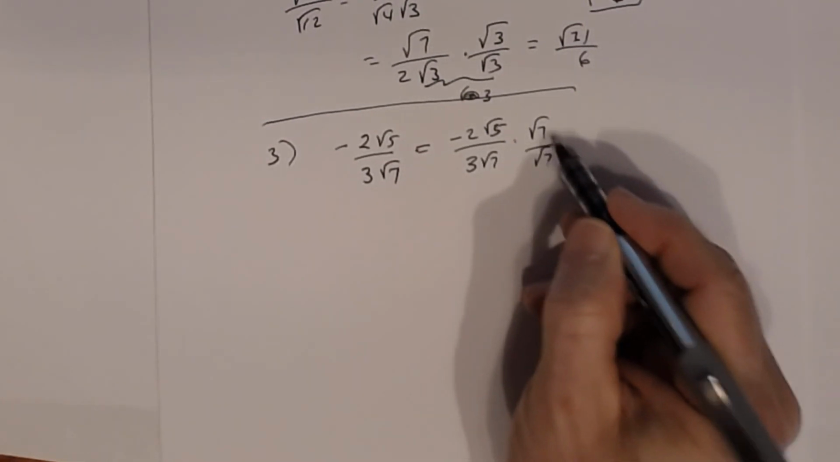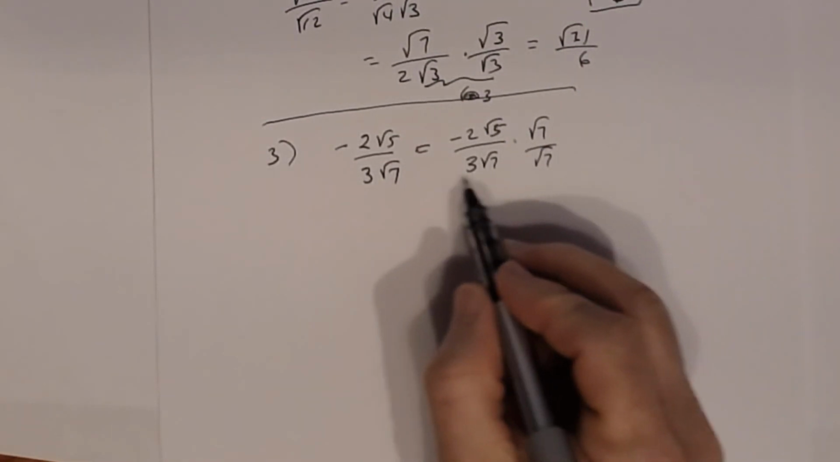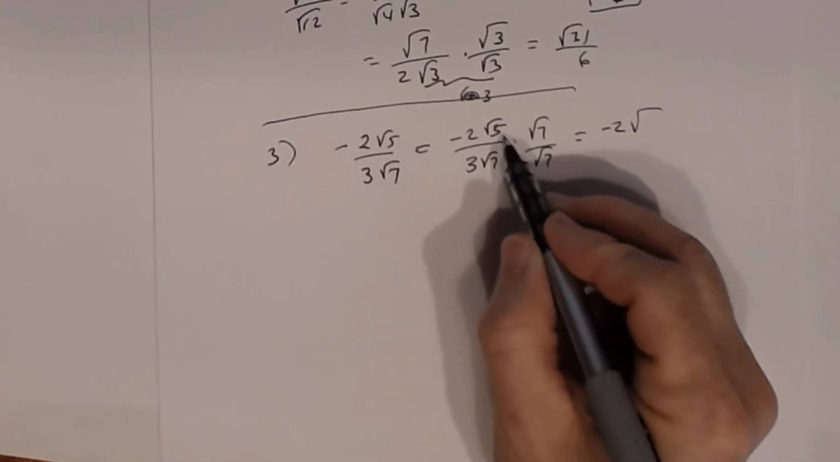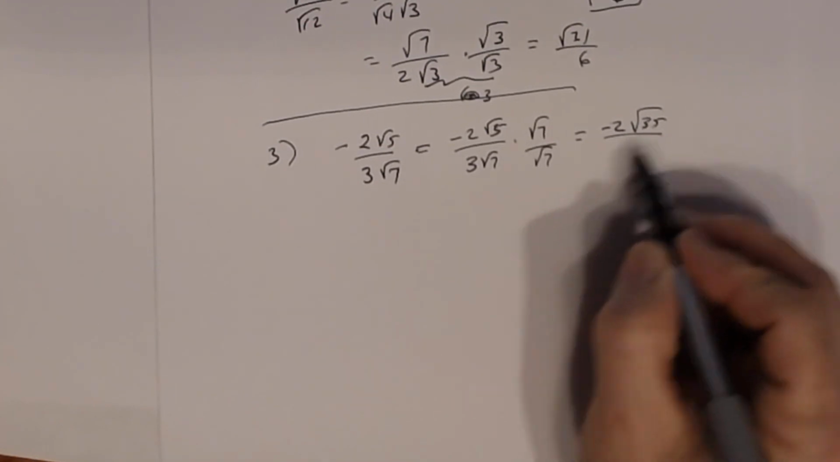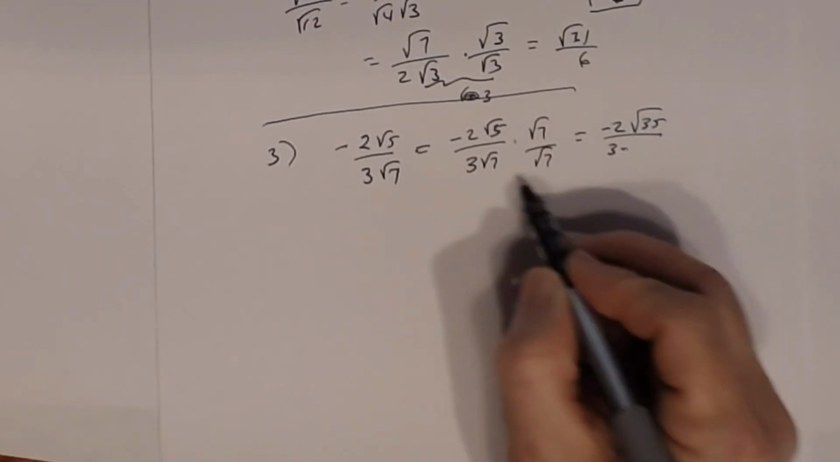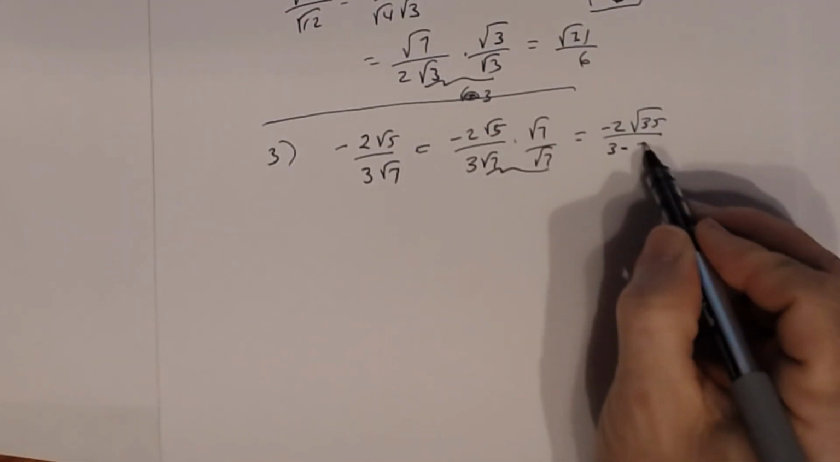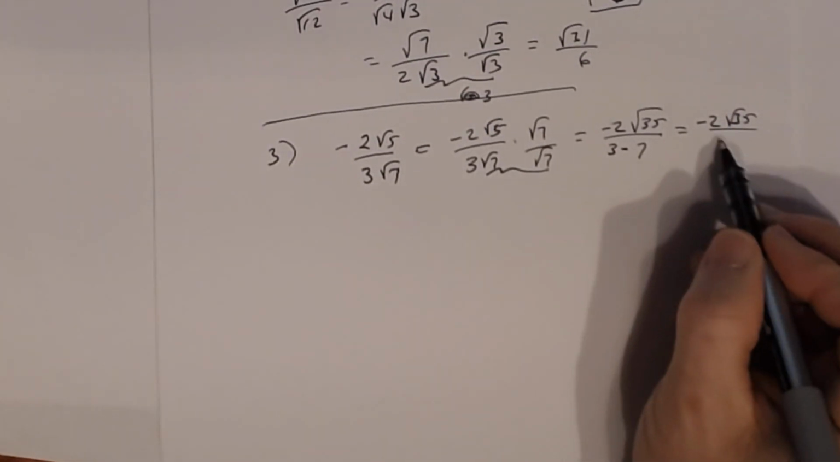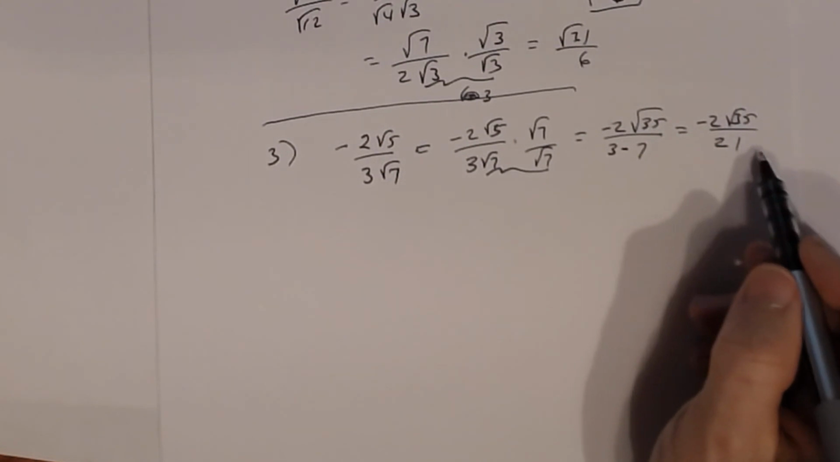And so if you just multiply by the square root of 7, which you do to the numerator and to the denominator, this becomes negative 2 times the square root of 5 times 7, which is 35, divided by 3 times the square root of 7 times the square root of 7, which is 7. So this becomes negative 2 square root of 35 divided by 21. And so that's all you can do there.